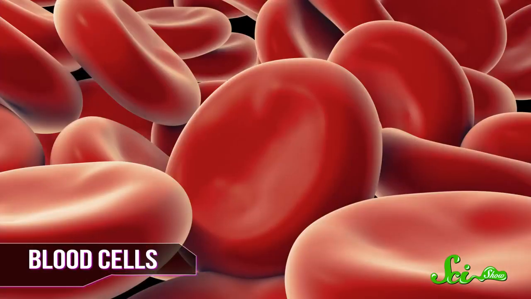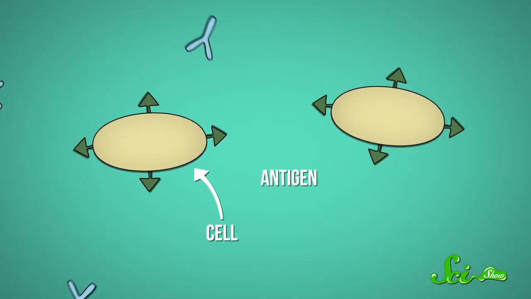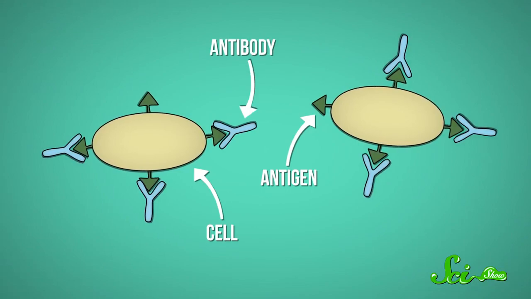And if you have any of these antigens on your blood cells, that means you don't have any antibody for it. If you did, those antibodies would attack your own cells. On the flip side, you do have antibodies that would attack the type of antigen that you don't have.